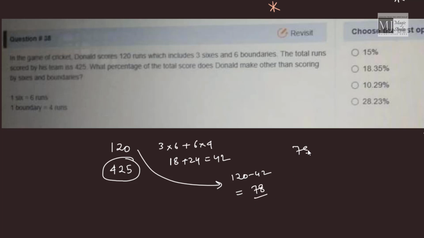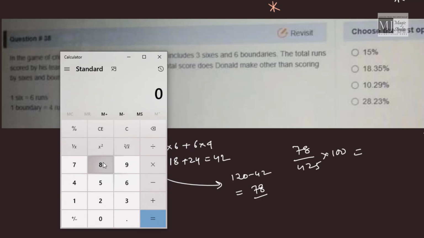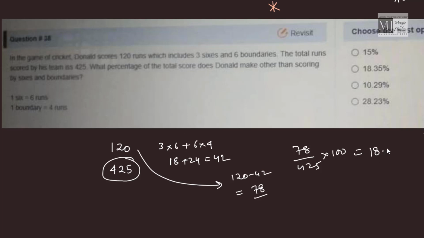So how much is 78 as a percentage of 425? 78 divided by 425 into 100 is 18.35%. 18.35, we have this as option B.